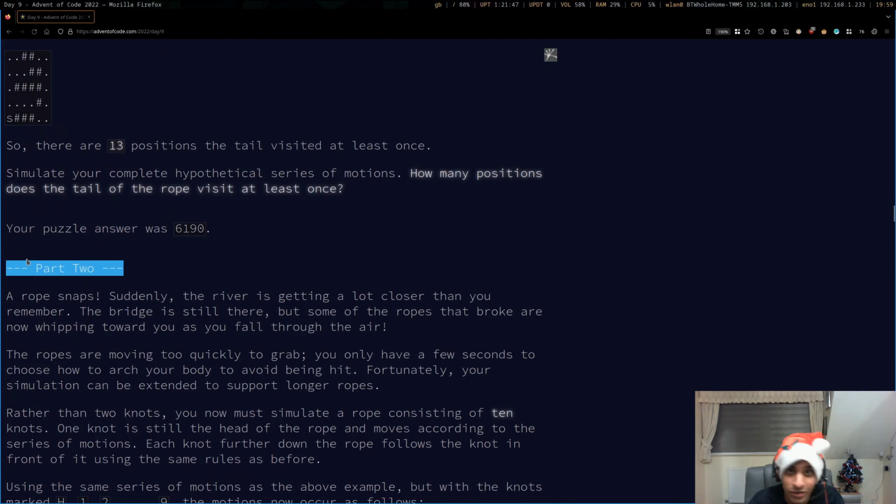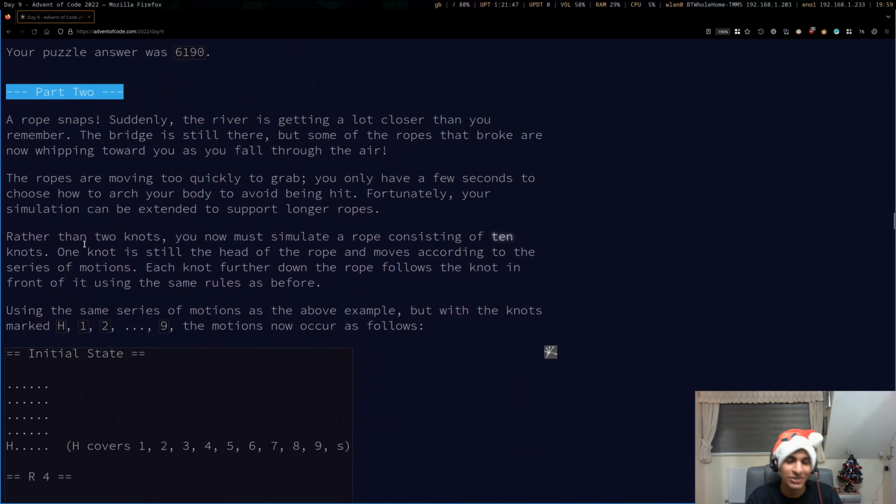Let's see. Part 2. A rope snaps. Who could have guessed? Suddenly, the rope is getting a lot closer than you remember. The bridge is still there, but some of the ropes that broke are now whipping towards you as you fall through the air. The ropes are moving too quickly to grab, but you only have a few seconds to choose how to arch your body to avoid being hit.